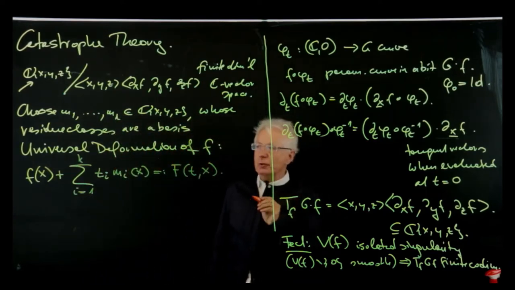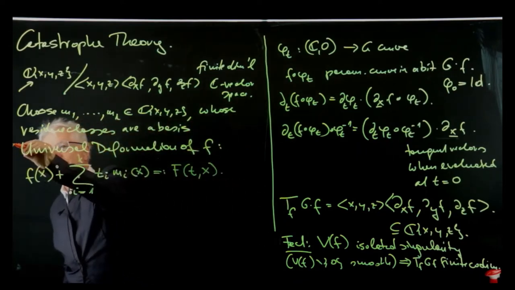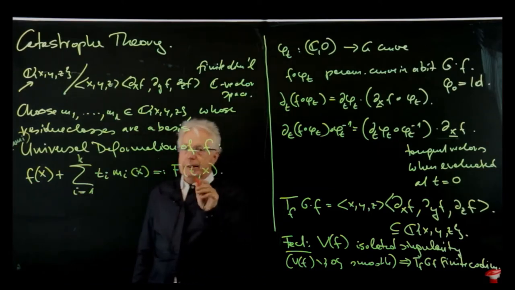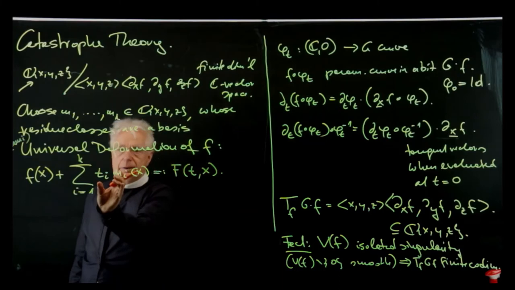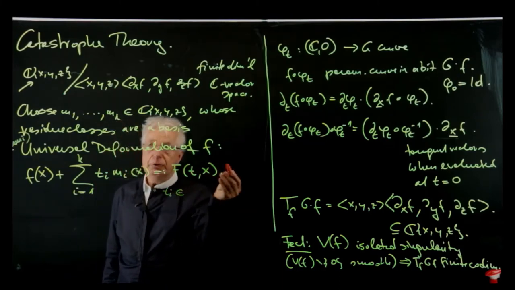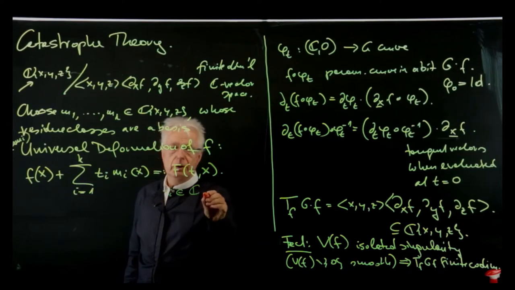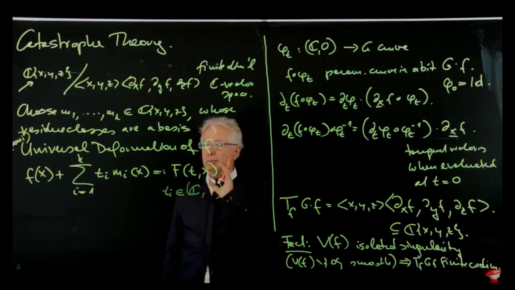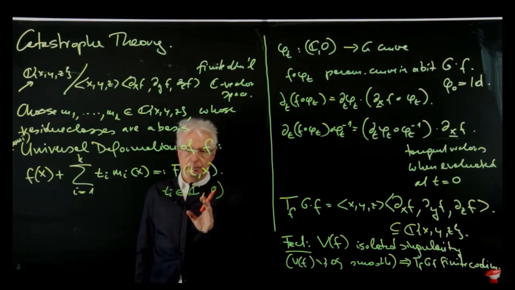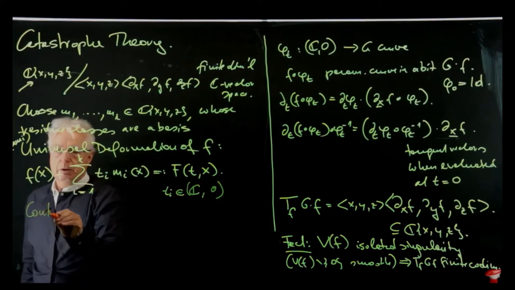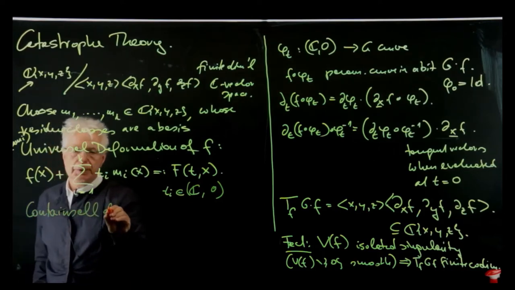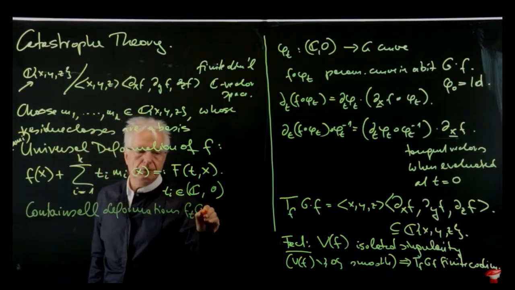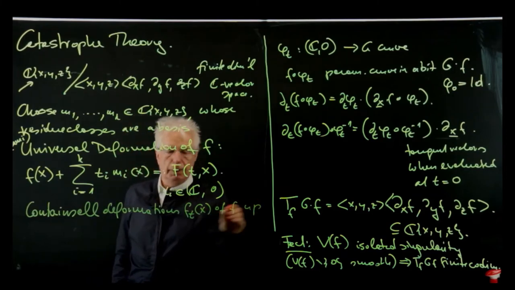And the meaning is, to be precise, I should call it semi-universal, but let's forget about this. The meaning here is that this family with t_i in our field, let's say in the complex numbers, nearby zero, contains all deformations f_t of x of f up to isomorphism.